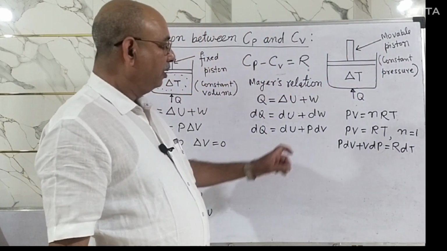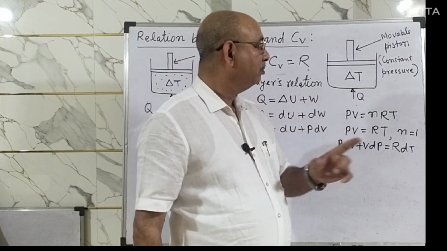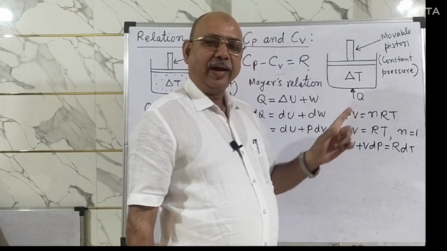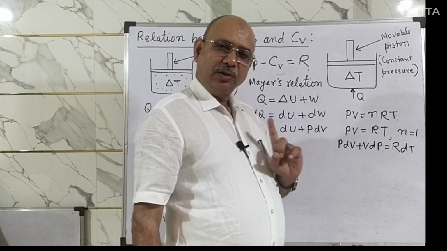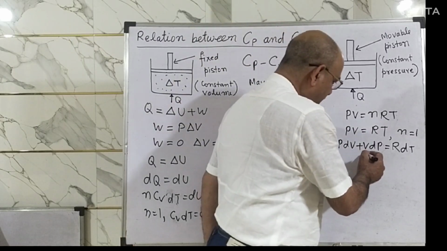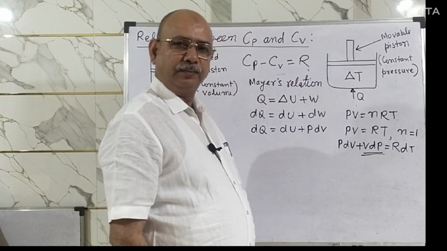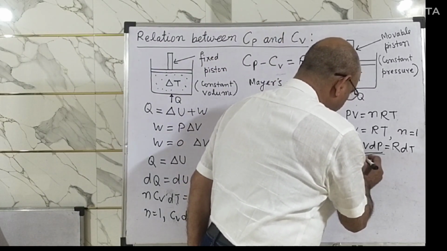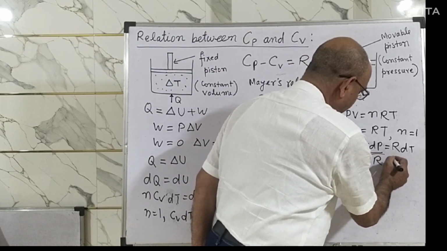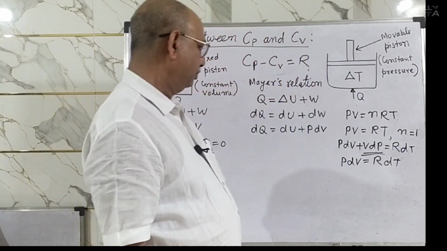Now here pressure is constant because here heat is supplied at constant pressure. That means dP is 0. Therefore, this term will be 0. We can write it as P dV is equal to R dT.